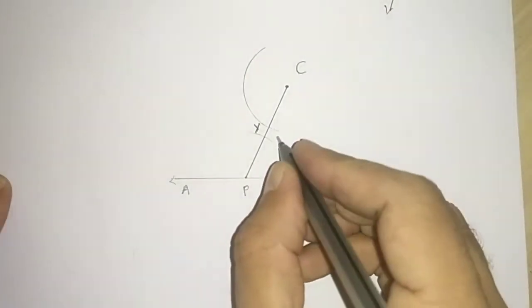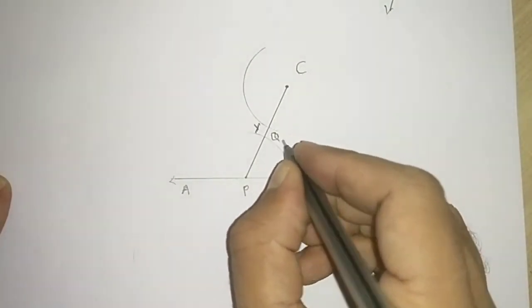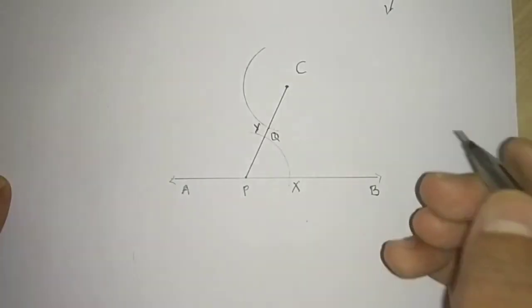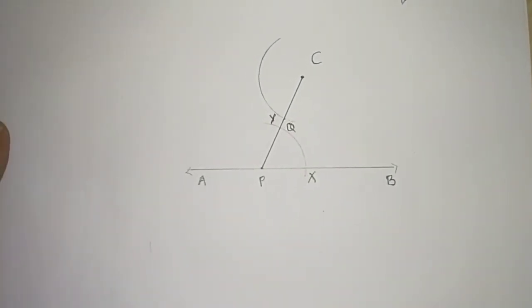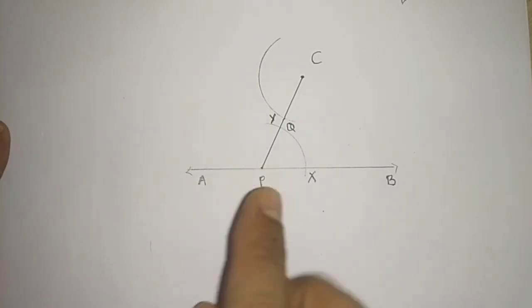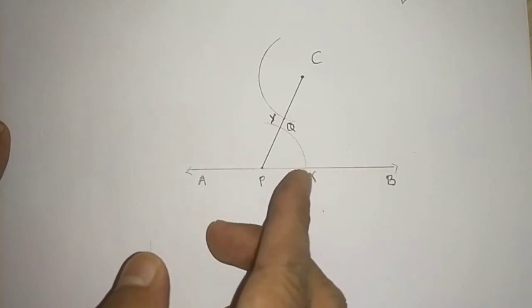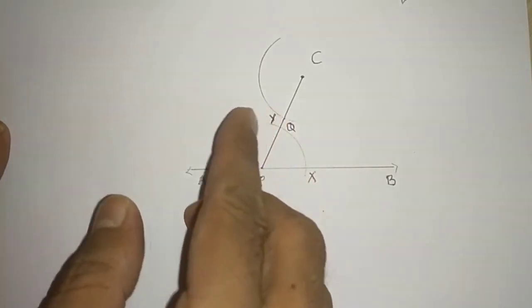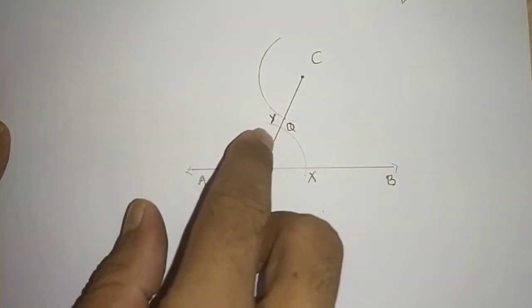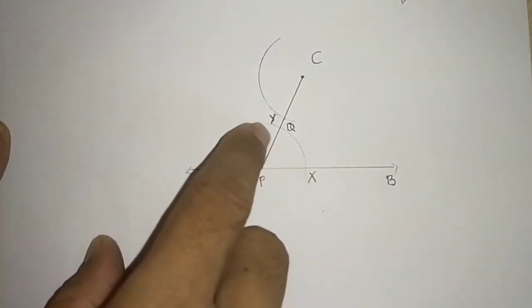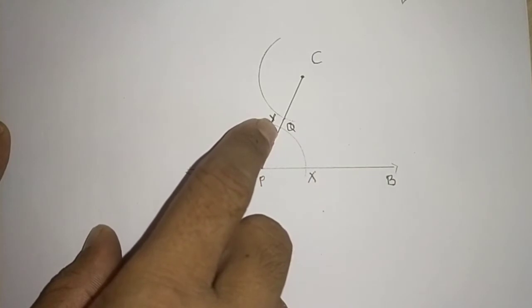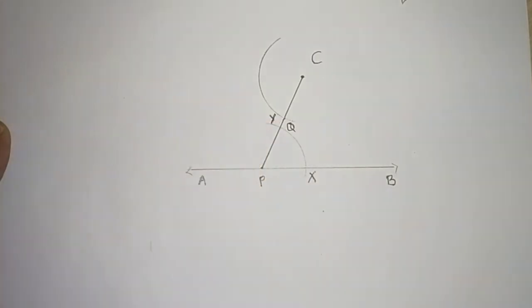If you think I am going faster, please pause me so that you can understand it properly. Again I am repeating. First you will put the needle on P and take any radius. You will cut AB in X and PC at Y. Wherever it is cutting on AB, you will name it as X, and wherever it is cutting on PC, you will name it as Y.